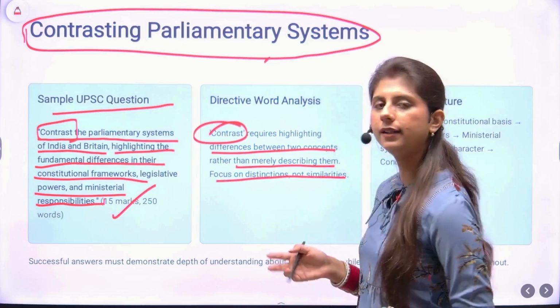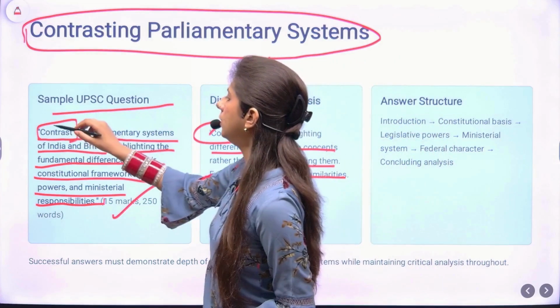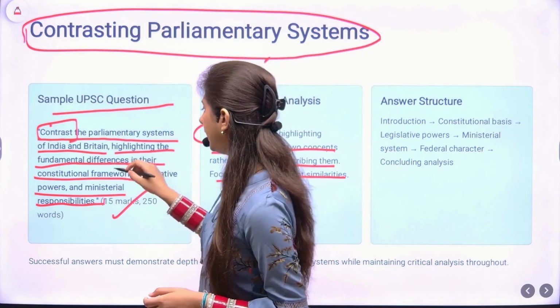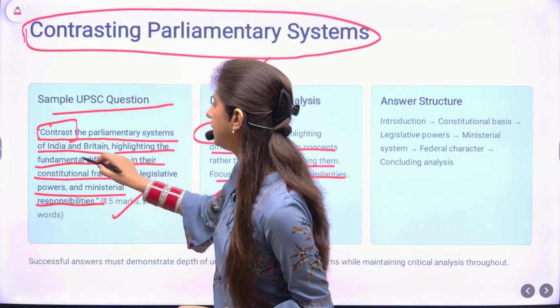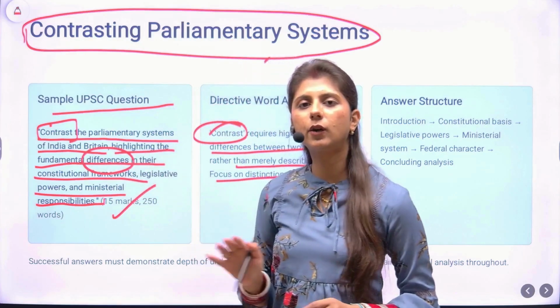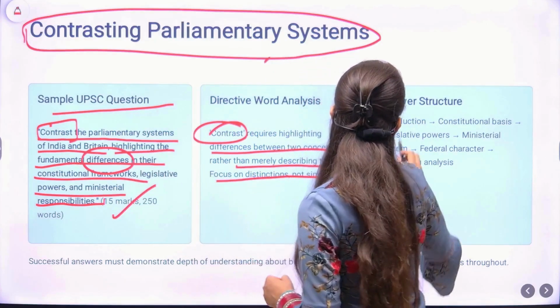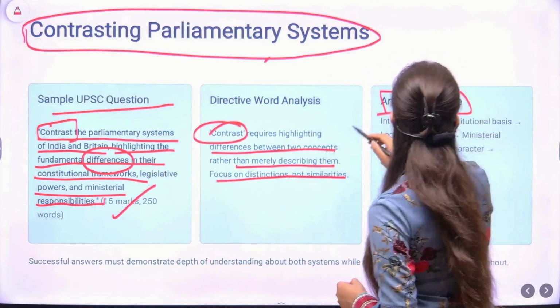You will focus on distinctions, not similarities. So firstly, the directive word is itself saying focus on the differences. Secondly, again, it's clearly mentioning fundamental differences. So you are not required to write any of the similarities which we have studied earlier. What will be the approach for this answer?